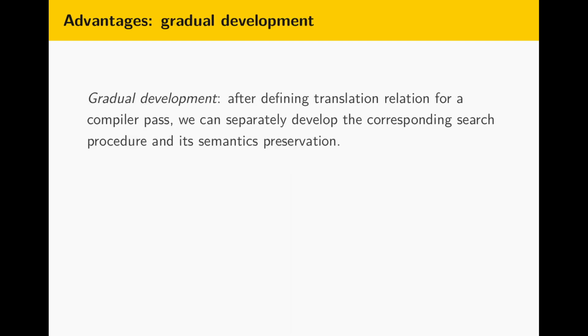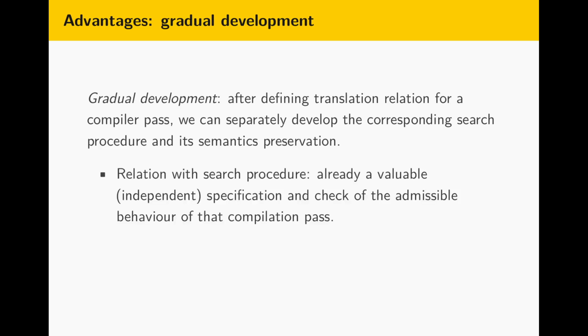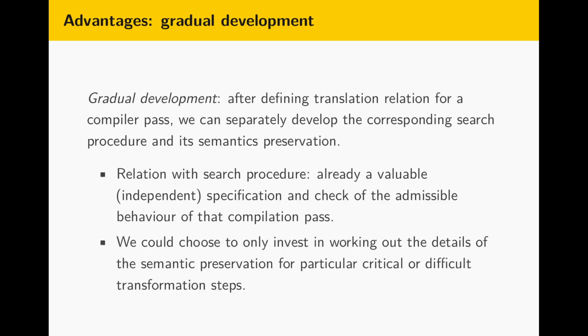Another advantage is what we call gradual development. So when we have defined the translation relations for a compiler pass, we can then separately work on developing the decision procedures and the semantic preservation. And even if we only have a translation relation with a decision procedure, we already have a valuable artifact, namely an independent specification and check that the compiler pass has the right behavior. And we could choose to invest only in working on the semantic preservation for particularly difficult, critical, or hard compiler passes.